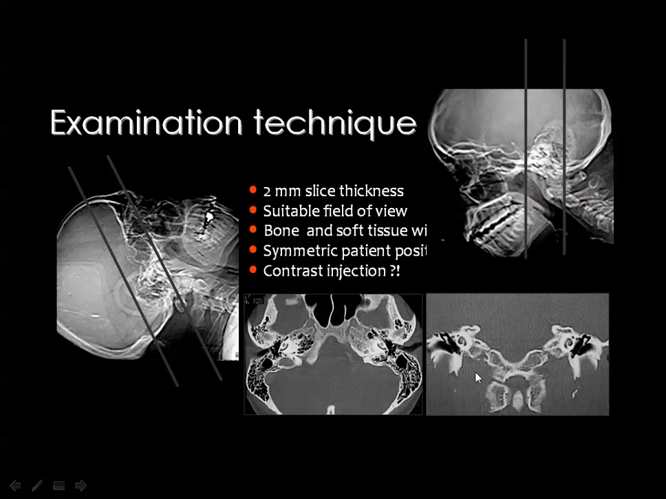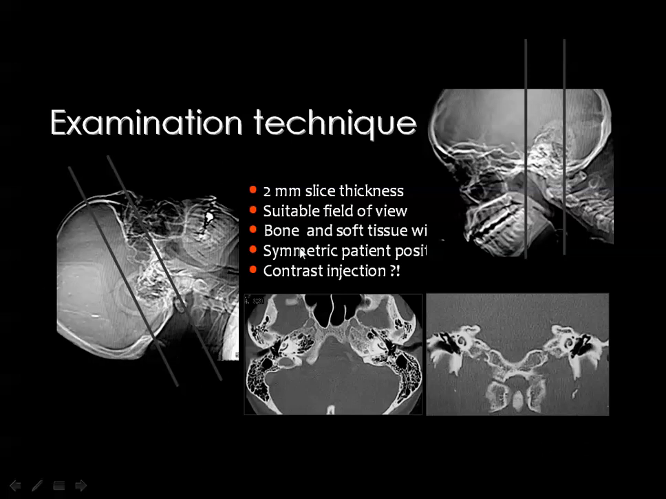The scanning intervals should be at 2 millimeter slice interval, and we select a suitable field of view so that we can include both Petrous bones in the most magnified situation. Don't include the whole skull because you need only to see this part of the Petrous bone. And also in the coronal plane, we focus accurately on the side of the Petrous bone.